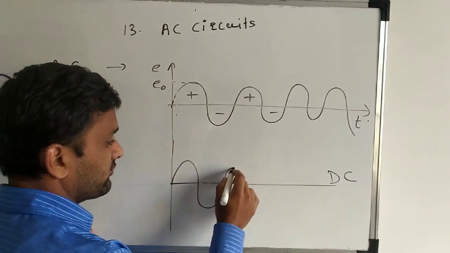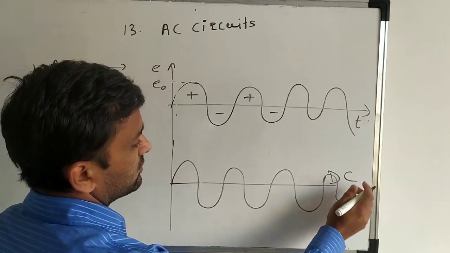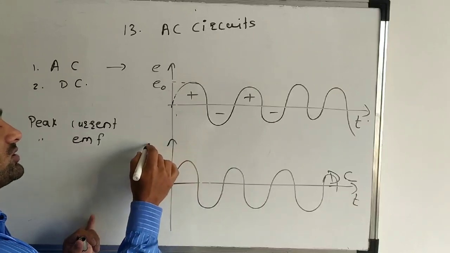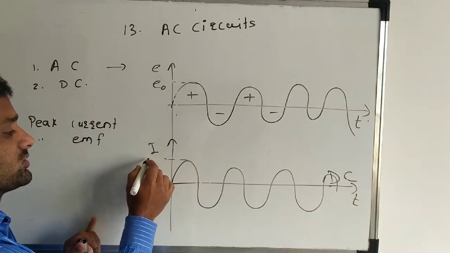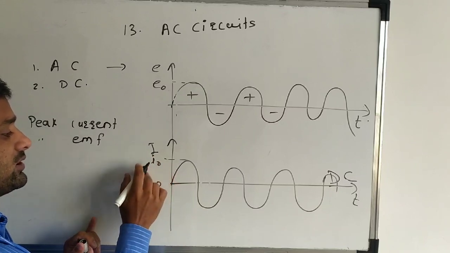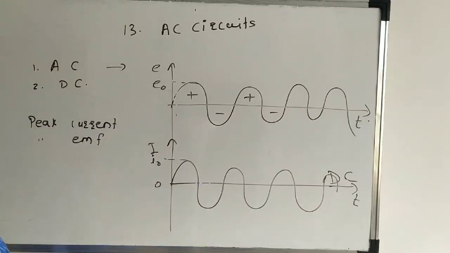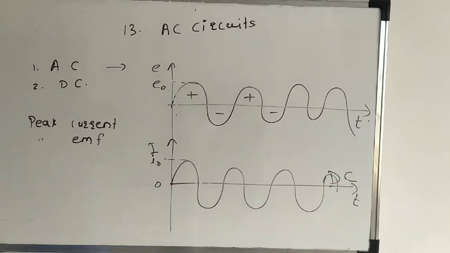If you plot the value of current with respect to time, then again we are getting the same graph. The maximum value of the current is called the peak value of the current, and the peak value of the current is denoted by I naught. The peak value of EMF and current is nothing but the maximum value of the EMF and the maximum value of the current.